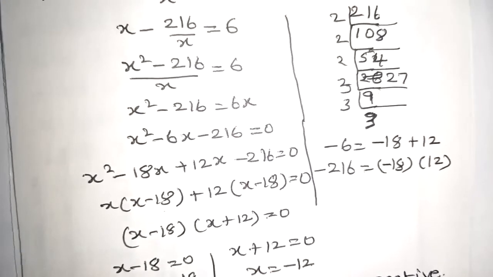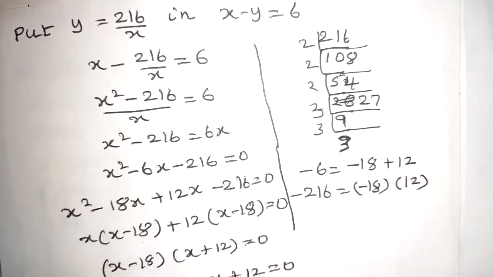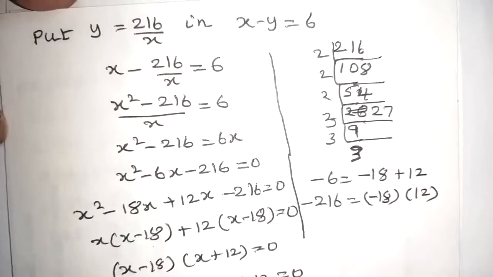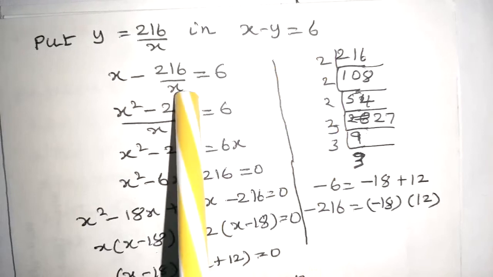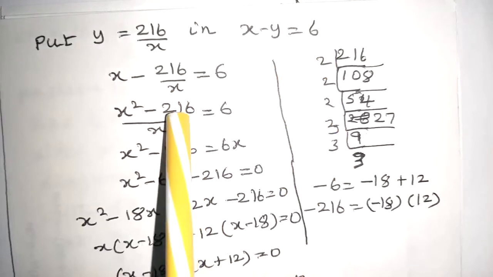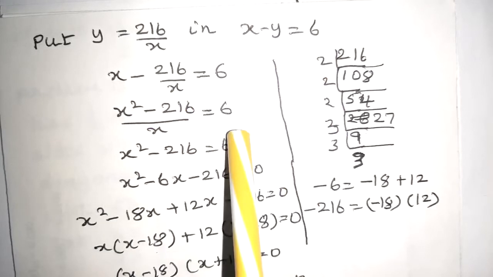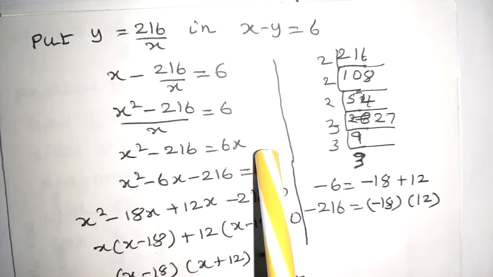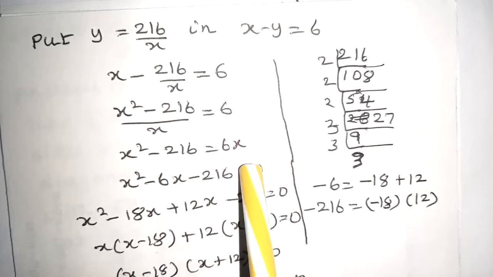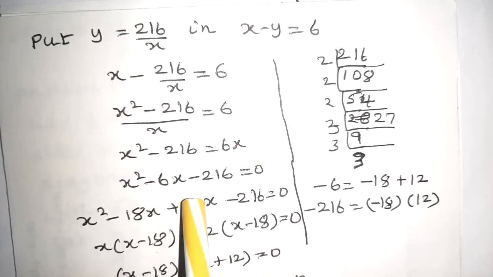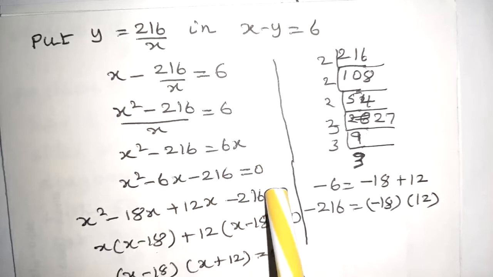Now, substituting y equal to 216 by x in x minus y equal to 6. In place of y, we write 216 by x. So, we can write x minus 216 by x equal to 6. On cross multiplication, we get x square minus 216 equal to 6x, or x square minus 6x minus 216 equal to 0.